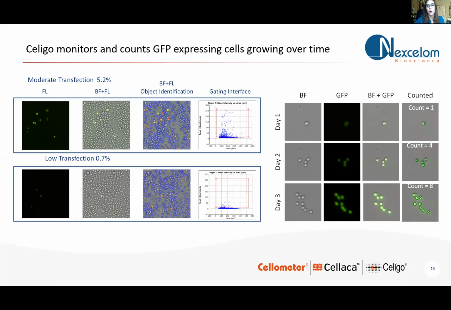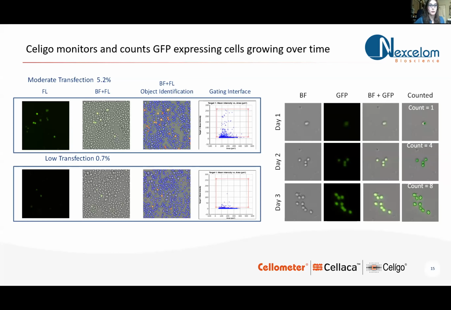So you can utilize our in-software gating interface to monitor fluorescent intensity as well. So you can use this to optimize transfection parameters or transduction parameters. You can utilize this to monitor proliferation rates amongst different cell cultures in time to identify potential cell cultures of interest that are going to be better proliferative or expressing higher levels of the particular antibody in question. So you can see here, even at low transfection rates, we have a transfection rate of 0.7%. You're able to score those objects and identify them very easily.